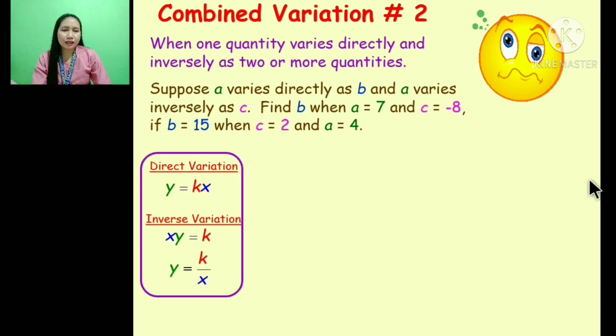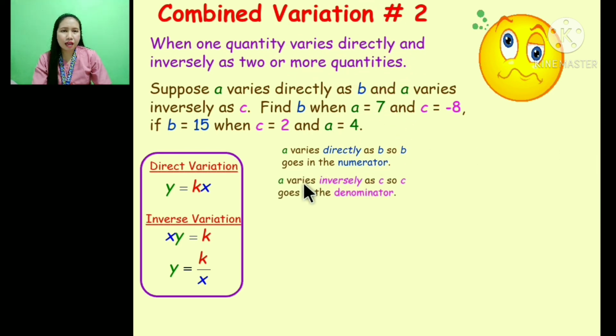So let's start this. Okay, A varies directly as B, so B goes in the numerator. Next statement, A varies inversely as C, so C goes in the denominator. Now we have the equation, A sub 1 is equal to K times B sub 1 divided by C sub 1. And on the other hand, we have A sub 2 is equal to K times B sub 2 divided by C sub 2.